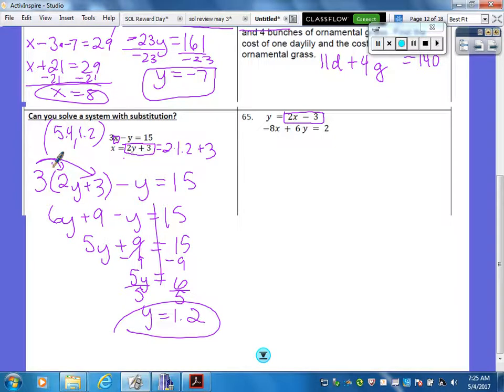That'd be a great one to use substitution on because you couldn't really graph that one and tell exactly where it was hitting. For number 65, I just want to point you in the right direction. You've got what y equals, so for this one, make sure you plug into y in the second one instead of x.